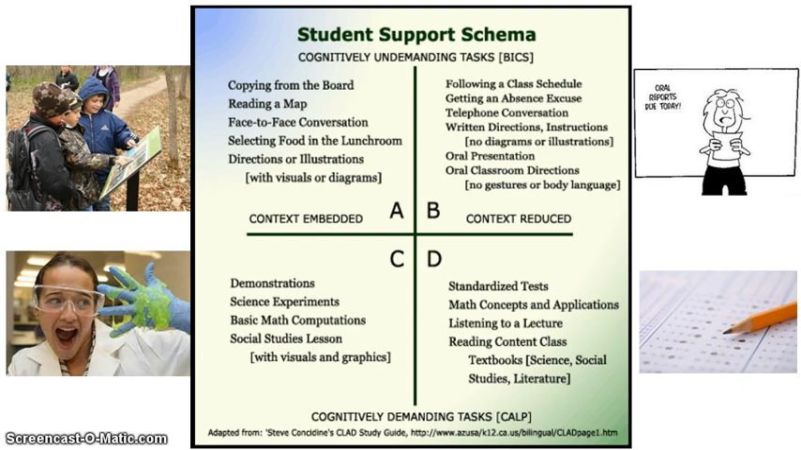So in other words, we want to take what is in quadrant 4. It's cognitively demanding, but because we don't have a lot of context here, we want to take what is in quadrant 4 and we want to think of a way to move it to quadrant 3. It's still cognitively demanding, but we're going to give lots of context.